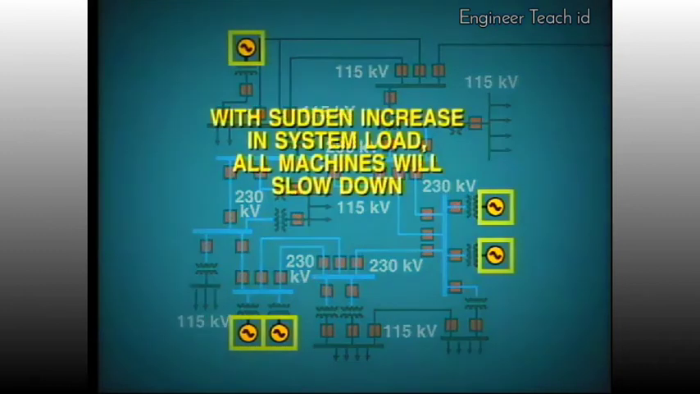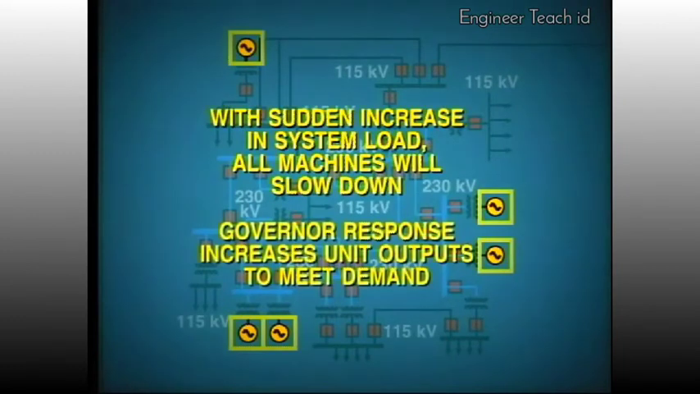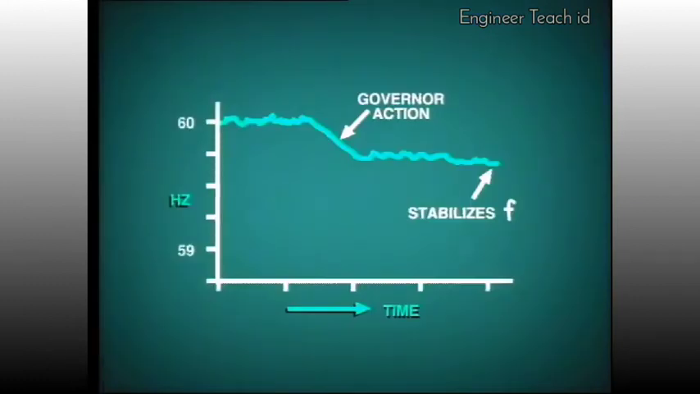If there is a sudden increase in system load, all of the machines immediately slow down, and this is immediately detected by the governors. Governor response opens up the fuel inlet or steam inlet valves and so increases the unit outputs in order to meet the increased load demand. This action takes about 10 seconds to stabilize. However, it is important to note that although each governor moves to stabilize the frequency, it does not return the frequency to its original position. This is due to the regulating characteristic which is built into the governor known as speed droop.